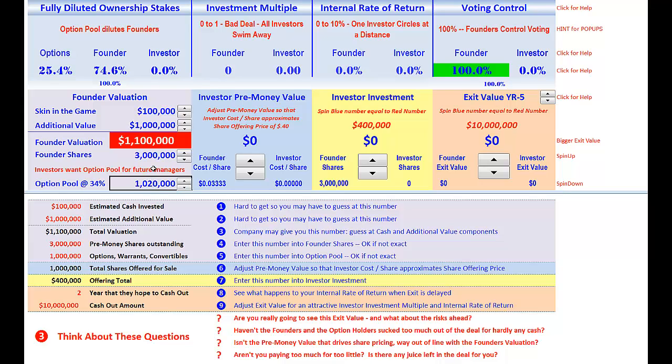It's a little bit over, because we can't get exact with the spin buttons. They have an incrementation. So estimates are good enough.